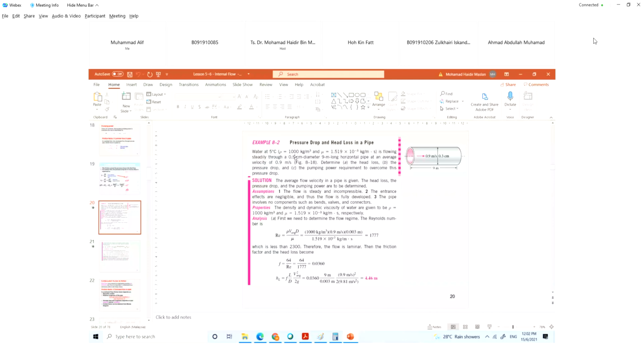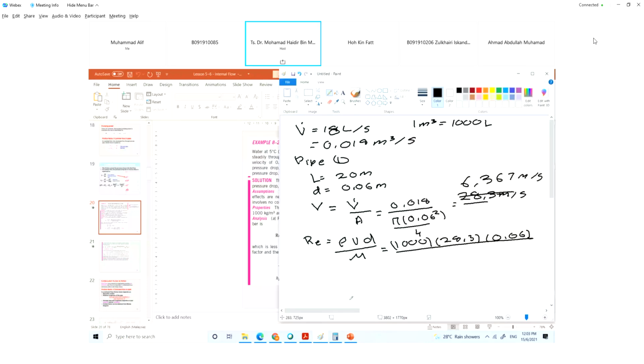Water at 5 degrees C. Okay, I think this one is okay. So just take mu as 1.5 times 10 power of negative 3.